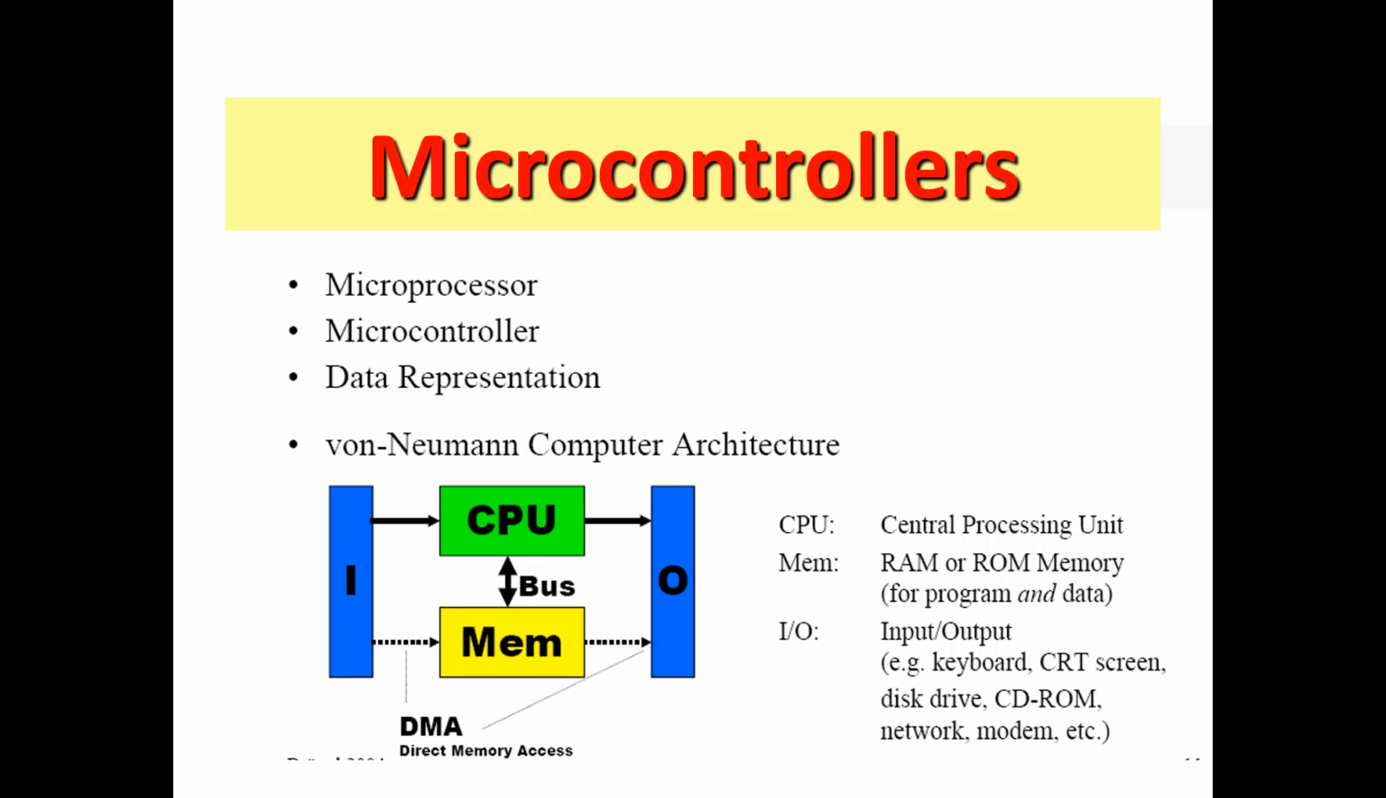Microcontrollers are essential components in embedded systems designed to perform specific tasks within larger systems. So what is a microcontroller? A microcontroller is a compact integrated circuit that includes a processor, memory, and input-output peripherals. Unlike general-purpose microprocessors, microcontrollers are designed for specific control applications and are often embedded within other devices.